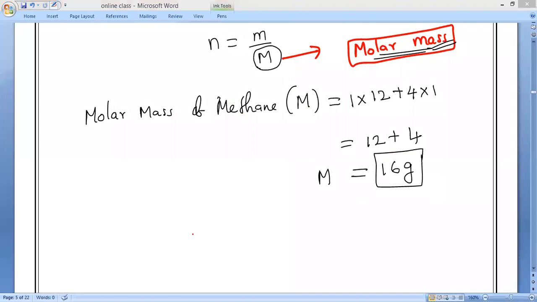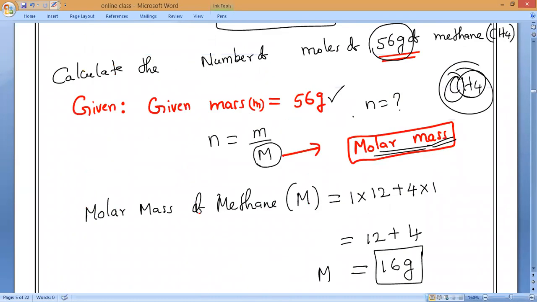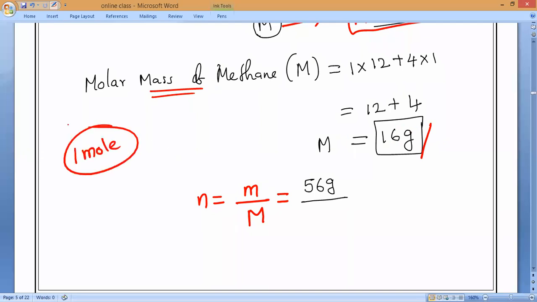So now they are asking to calculate the number of moles. The number of moles is equal to given mass divided by molar mass. So what is the given mass? 56 grams. And this one is the molar mass. Now here I will say one important thing, so be very careful. The unit of molar mass is gram per how many moles? One mole. So remember, gram per mole.